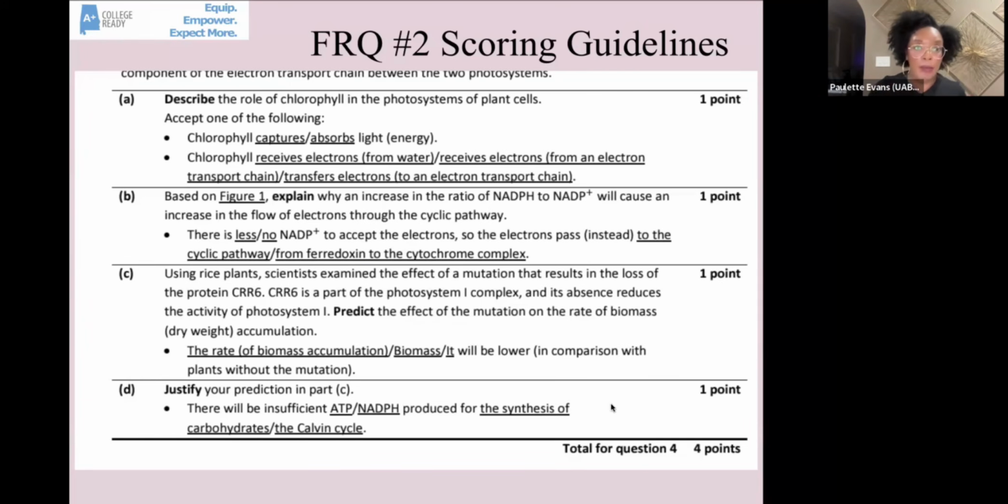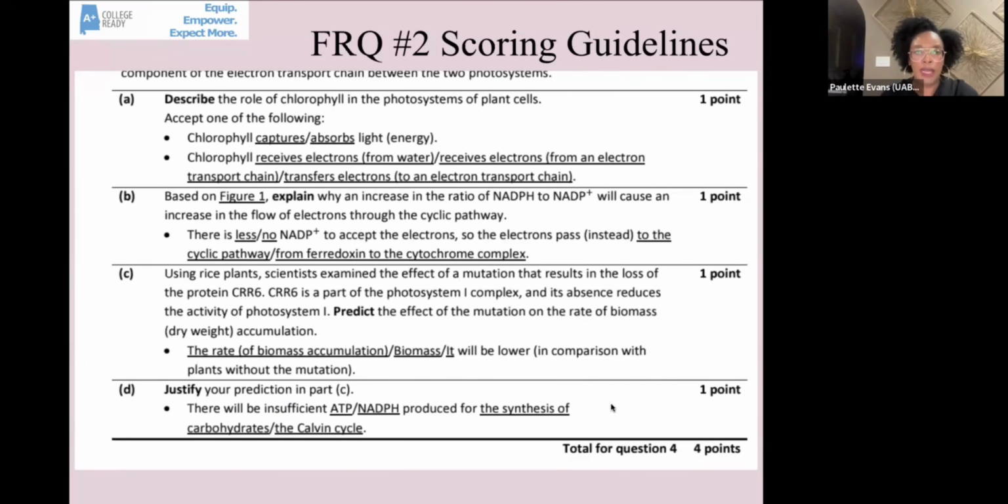Okay, so A part. Describe the role of chlorophyll in the photosystems of plant cells. Accept one of the following: chlorophyll captures or absorbs light energy; chlorophyll receives electrons from water, or receives electrons from an electron transport chain, or transfers electrons to an electron transport chain. Either one of these answer choices or a combination of these answer choices would be accepted and would get you 1 point. I think that was pretty straightforward. I'm sure all of you got that one.